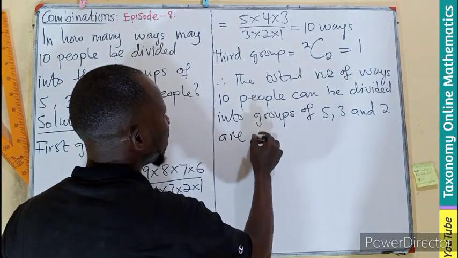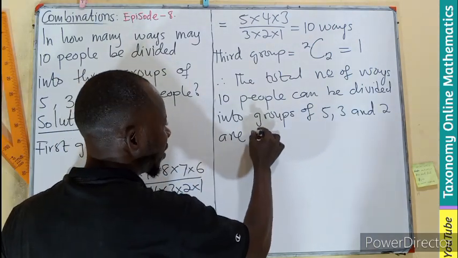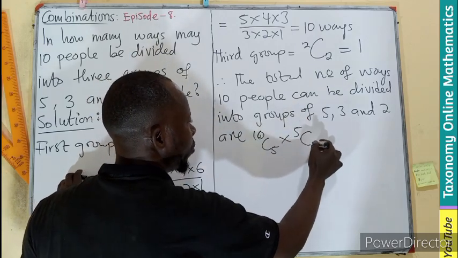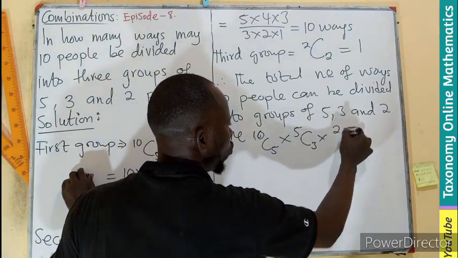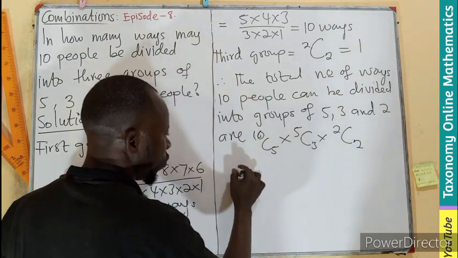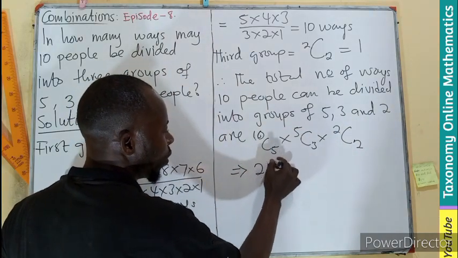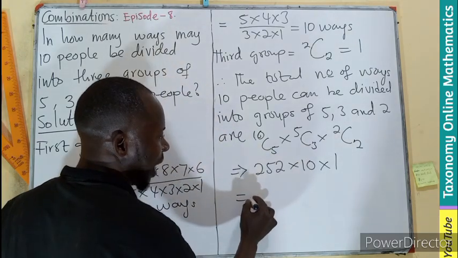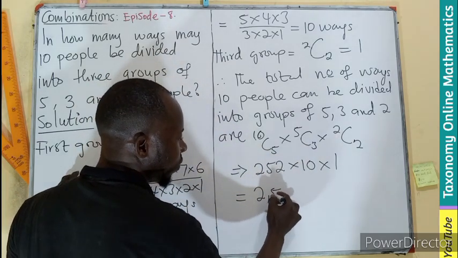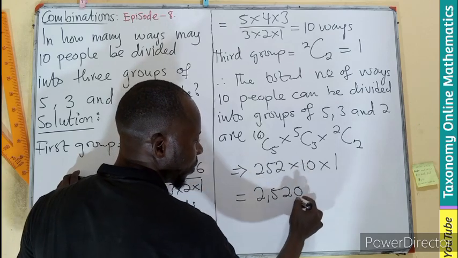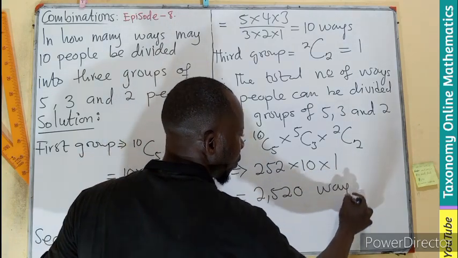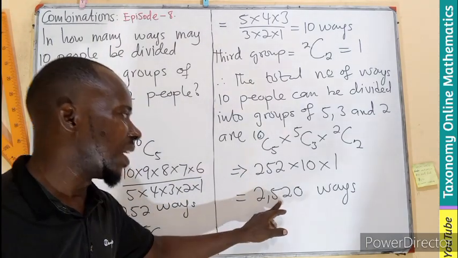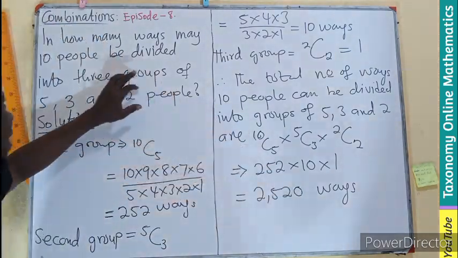So therefore, the total number of ways 10 people can be divided into the groups of 5, 3, 2 are going to be, the first group will be 10 combination 5, 5 combination 3, 2 combination 2, which is also the same as 252 times 10 times 1. And that will give us 2,520 ways.